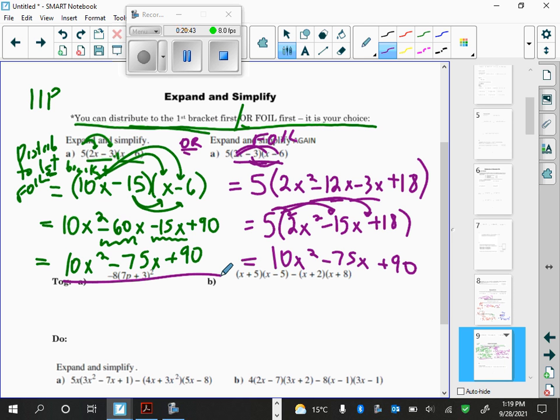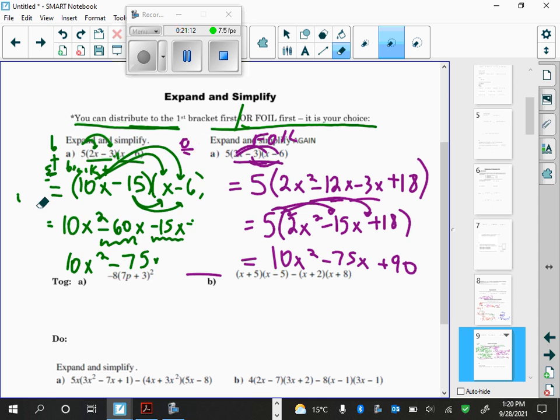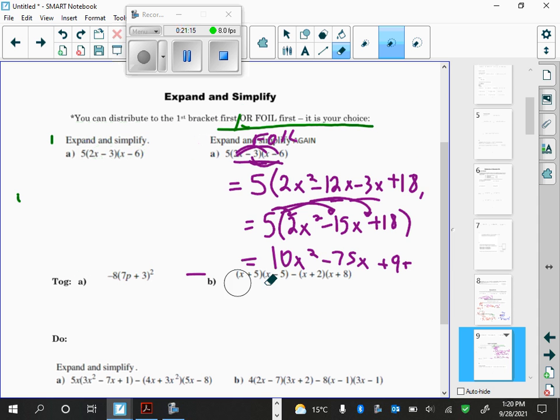And now it's your turn. Whichever way you wish. You can distribute to the first bracket first, or FOIL first. Now let me say one thing, I usually distribute to the first bracket. I have to press this first and then erase. Can I erase all this, everyone? Good?